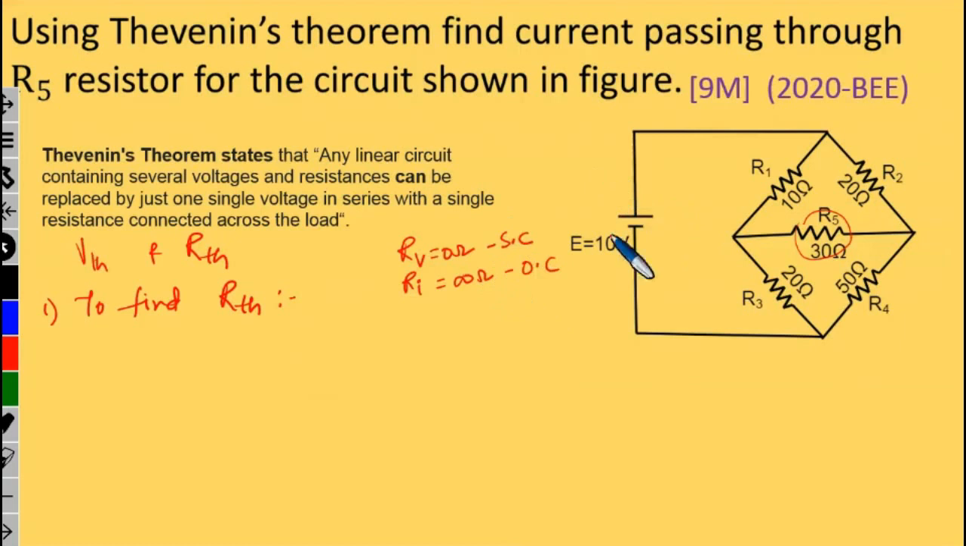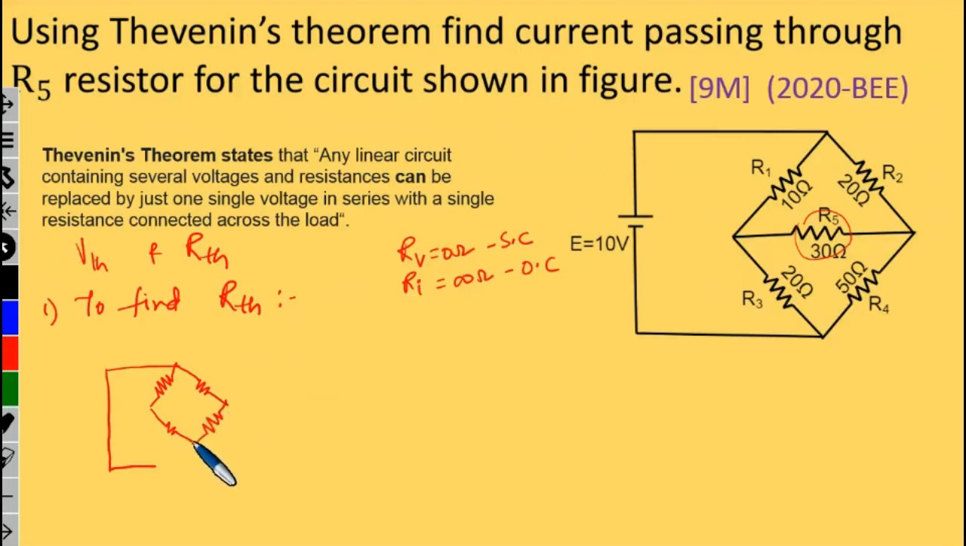Here you can see that we have a voltage source, so we need to replace it by a short circuit, opening the terminals and finding the equivalent resistance, that is R Thevenin, which is the equivalent resistance between these terminals through the load. So first let me redraw this circuit so that you can understand what I am saying. I am just removing the load resistor and drawing the circuit.